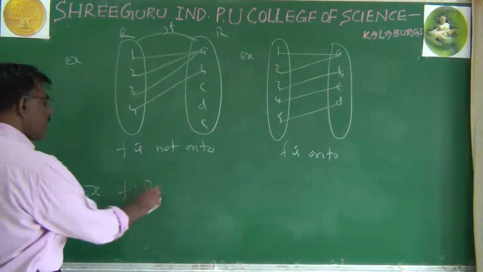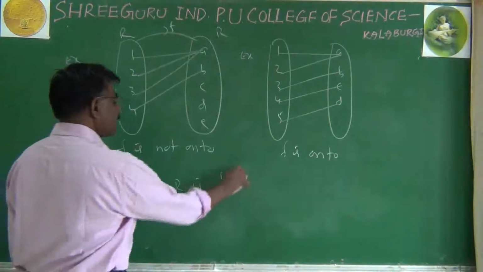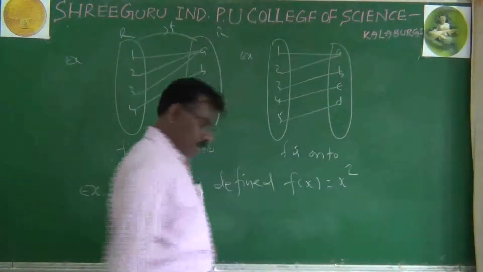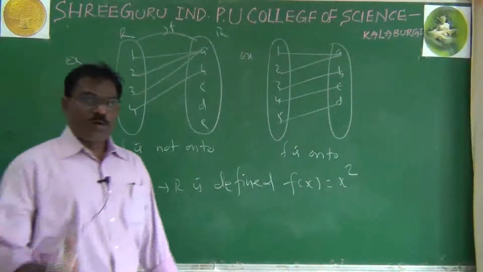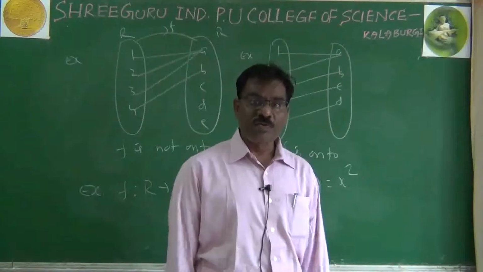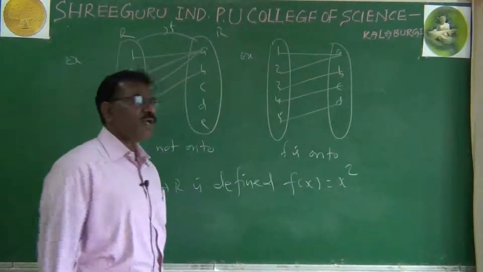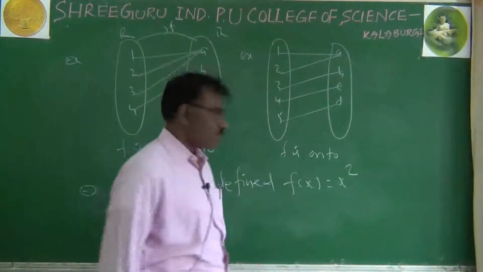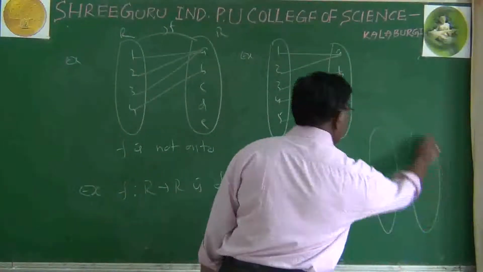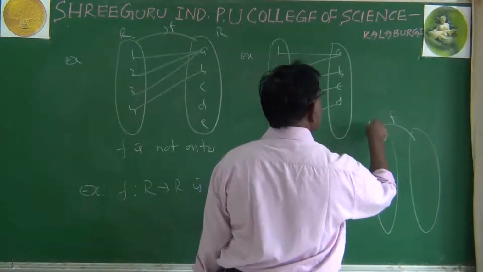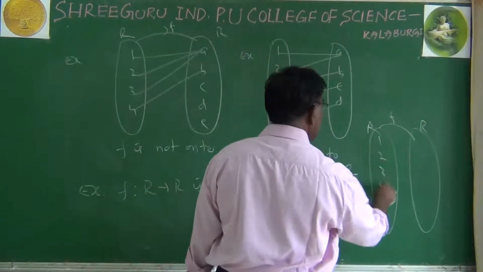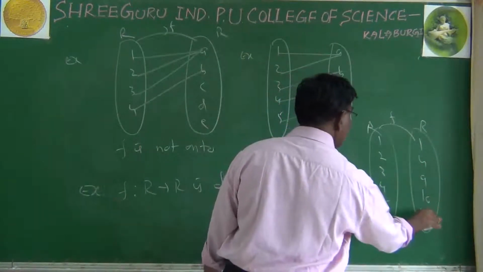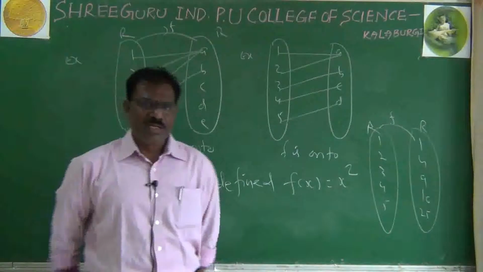Another example, the main question: f from R to R is defined by f of x equals x square. Is it onto or not? Definitely this function is not one-one, because a square quantity gives the same answer for both positive and negative values. Take f from R to R: 1, 2, 3, 4, 5 map to 1, 4, 9, 16, 25. No one is repeated.